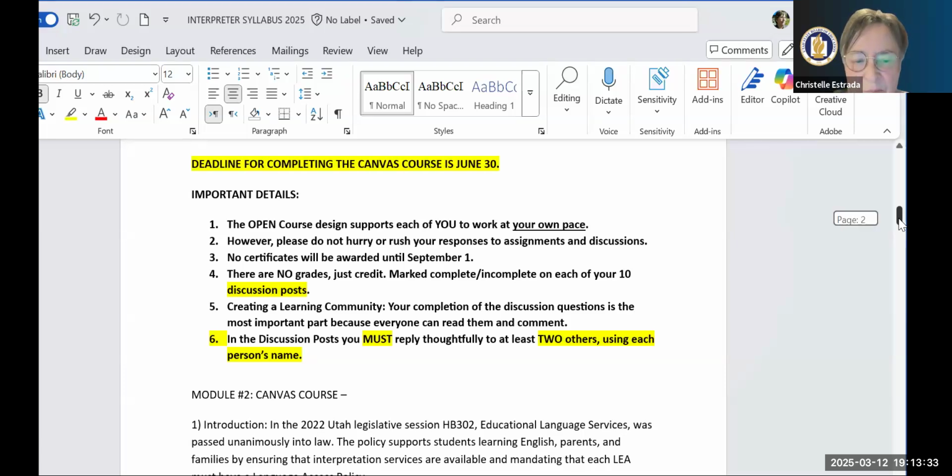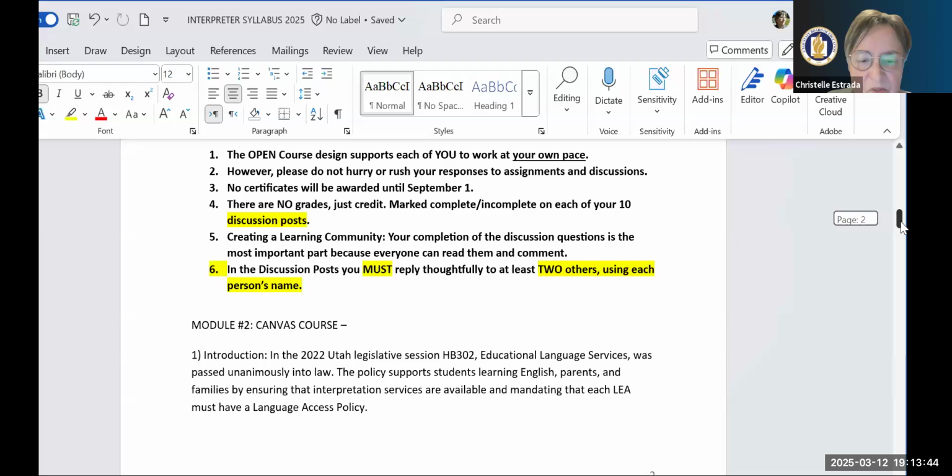Again, there are no grades. It's just credit marked complete or incomplete on the discussion posts. And again, please reply to 2 others using their names to actually personalize it.